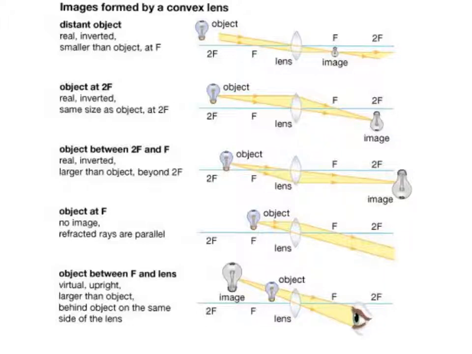If we have an object right on the focal point, there will be no image, and refracted rays will all be parallel. If we place the object in between the focal length and the lens, we're going to get a virtual image, and it's going to be upright, larger than the object, and it's going to be behind the object on the same side of the lens.